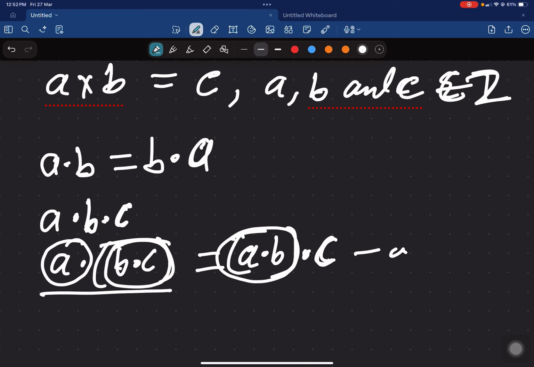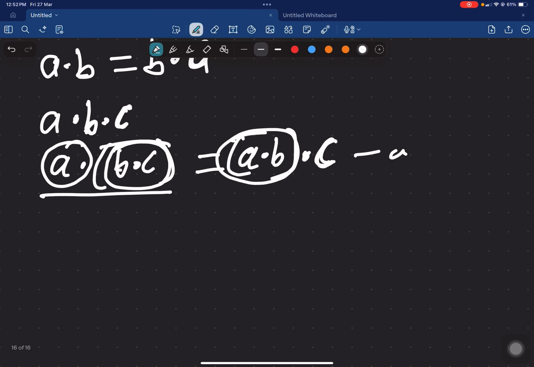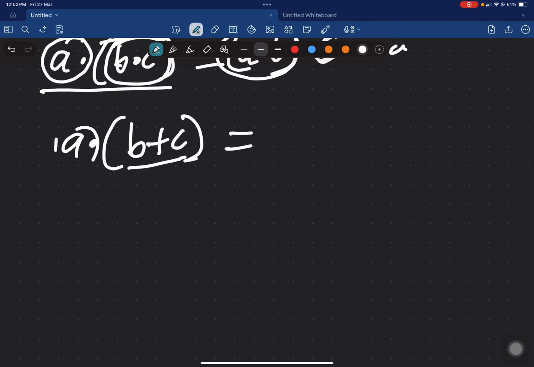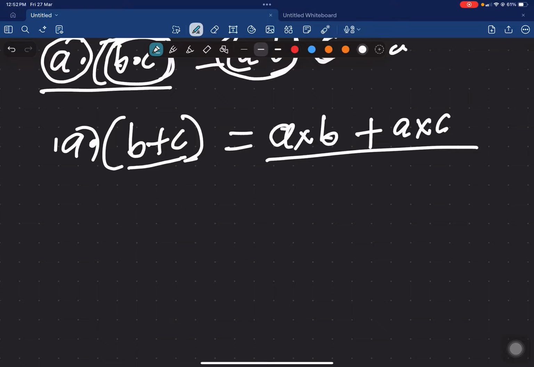Now, let's look at the distributive property of multiplication over addition on the set of integers. As described in the set of natural numbers, the same thing happens over here. So a multiplying b plus c is the same as distributing this multiplication over the elements in the bracket. So a times b, then you add it to a times c. Doing this is what we call the distributive property of multiplication over addition.